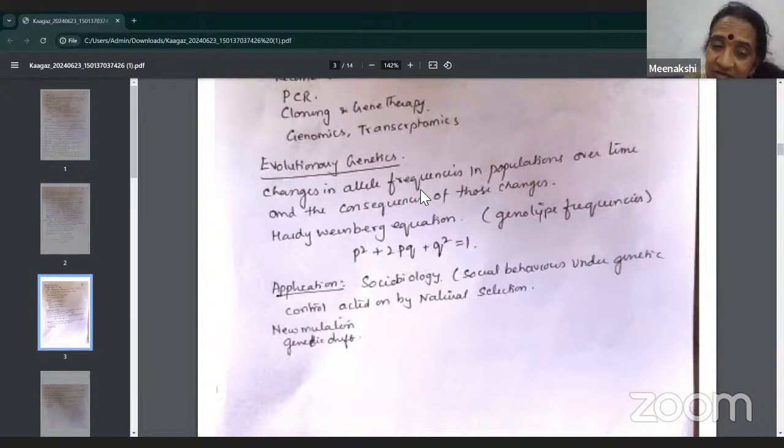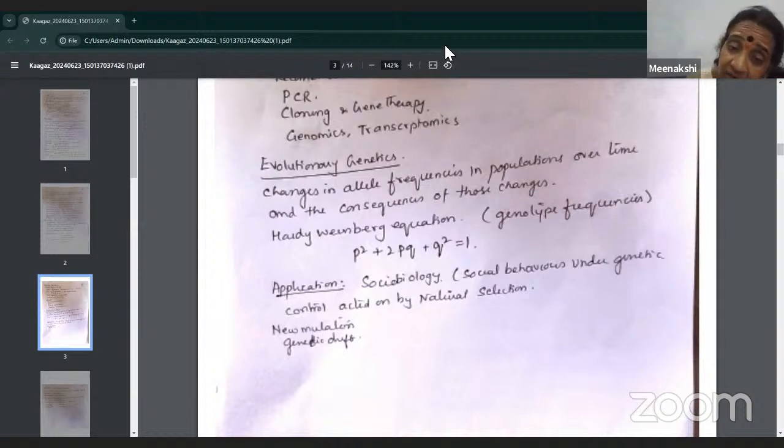So the application of evolutionary genetics is that it brings about socio-biological aspects, where we are able to study behavior under the genetic context. That means the social behavior of an animal, keeping in view its genetic composition, which is also acted upon by natural selection. We are not artificially allowing individuals to become mature or highlighted. Naturally, it has to be selected. We will be studying this using evolutionary study. It's a time-taking process, but we will be able to identify what exactly is happening to the population.